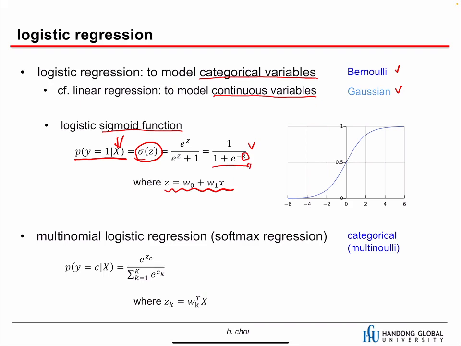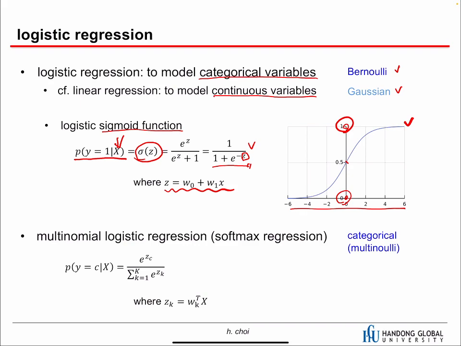And the sigmoid function looks like this. So as you can see here, this one is input. The range goes from negative infinity to positive infinity, but the output goes from 0 to 1. And if the output is greater than 0.5, then we can say this belongs to class 1. Otherwise, it belongs to class 0. Okay, this is binary classification.